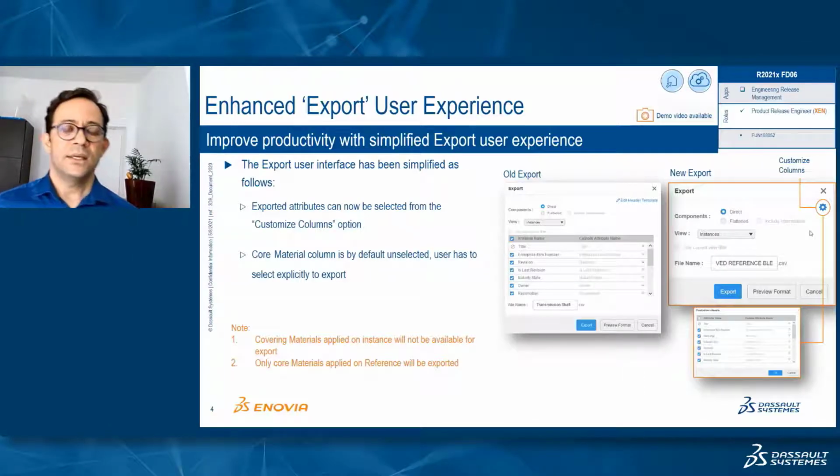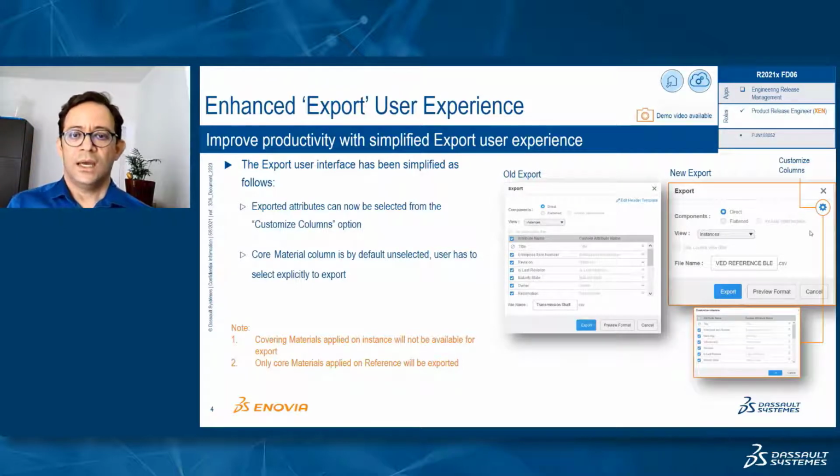We have also enhanced the export tool. So there is a new simplified experience. In the previous user experience, we had the list of all the attributes which were directly presented, but sometimes we don't need that. So we have put all these attributes under a new setting, which is called Customize Columns. So this is a new setting which will allow you to pick up and select the attributes you want to be exported. So there is some enhancements in terms of the visual user experience.